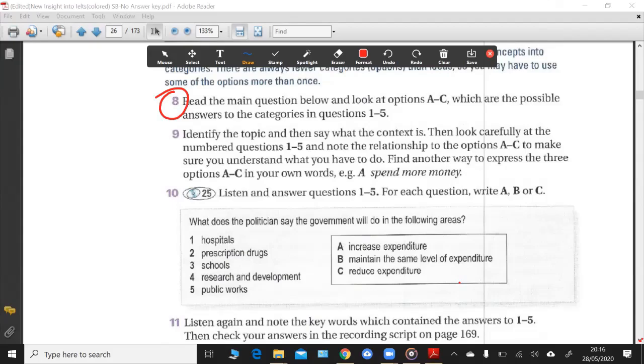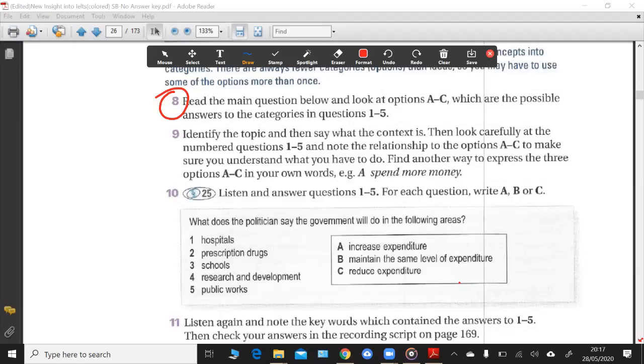A, spend more money. What does the politician say the government will do in the following areas? The first one, number 1, hospitals. Number 2, prescription drugs. 3, schools. 4, research and development. 5, public works. And the options are A, increase expenditure. B, maintain the same level of expenditure. C, reduce expenditure.